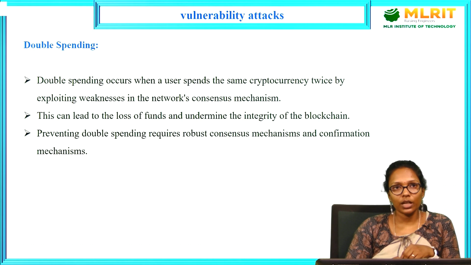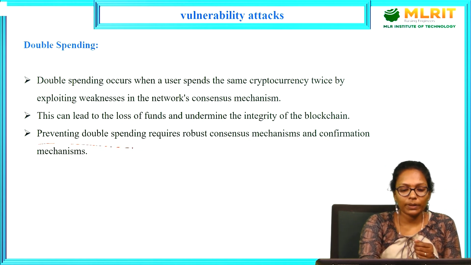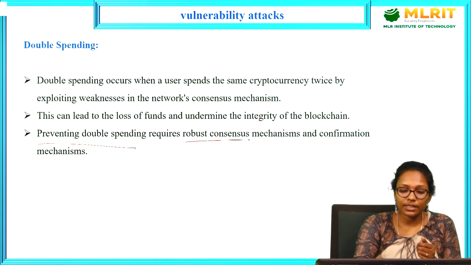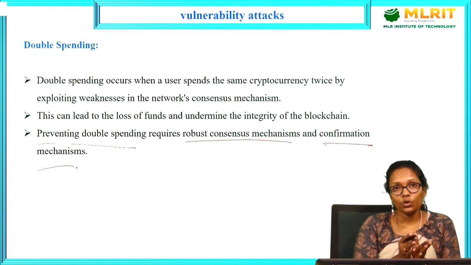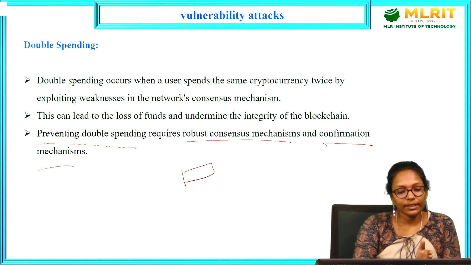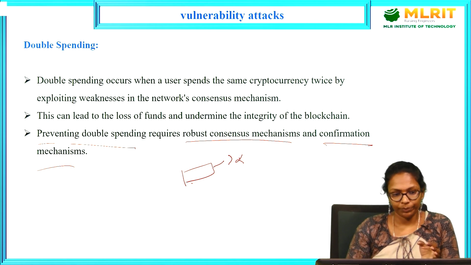And coming to double spending, using the same amount for different actions simultaneously is called double spending. To prevent double spending, we need a robust consensus mechanism and confirmation mechanism. The consensus mechanism is used to validate the transaction. So if I perfectly validate the transaction, then I can overcome this double spending.